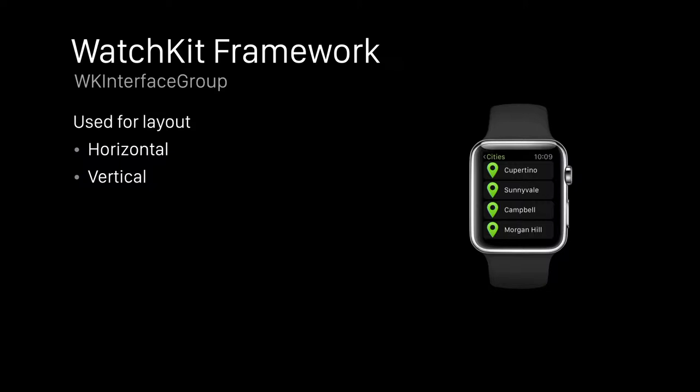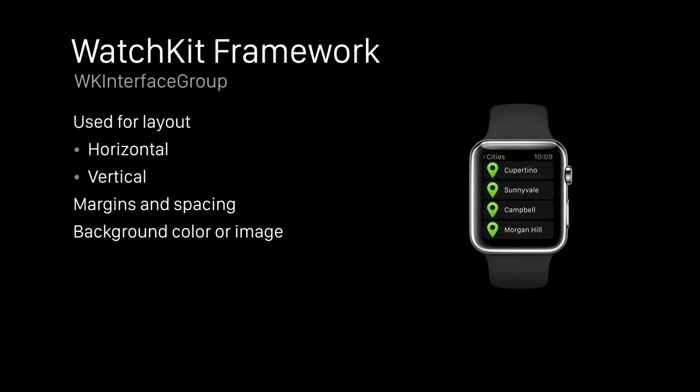Arrangement can be horizontal, placing elements side by side, or vertical, stacking elements on top of each other. Additionally, you can configure margins and inter-item spacing for more precise placement of elements. Groups don't have a visual appearance of their own, but you can add an appearance using a background color or image. And you can nest groups to create sophisticated layouts within your interface.